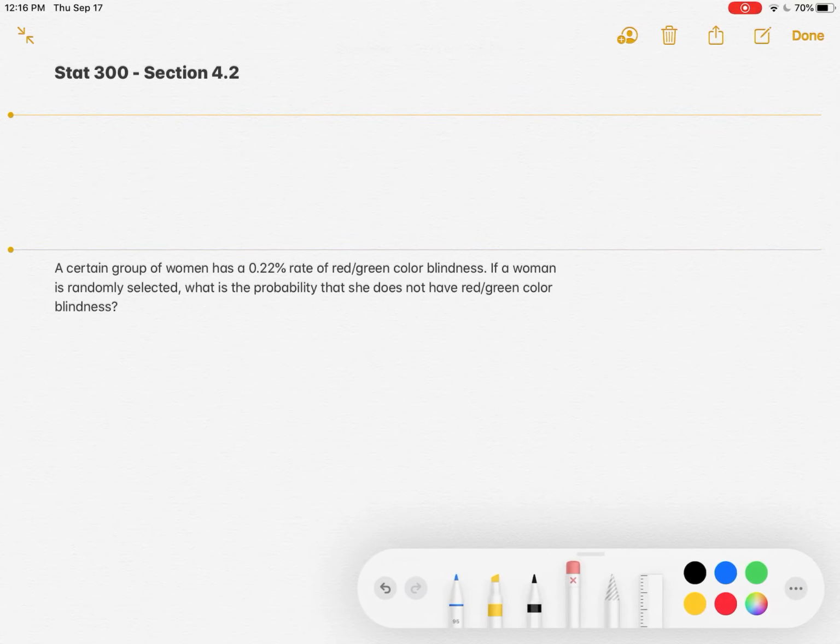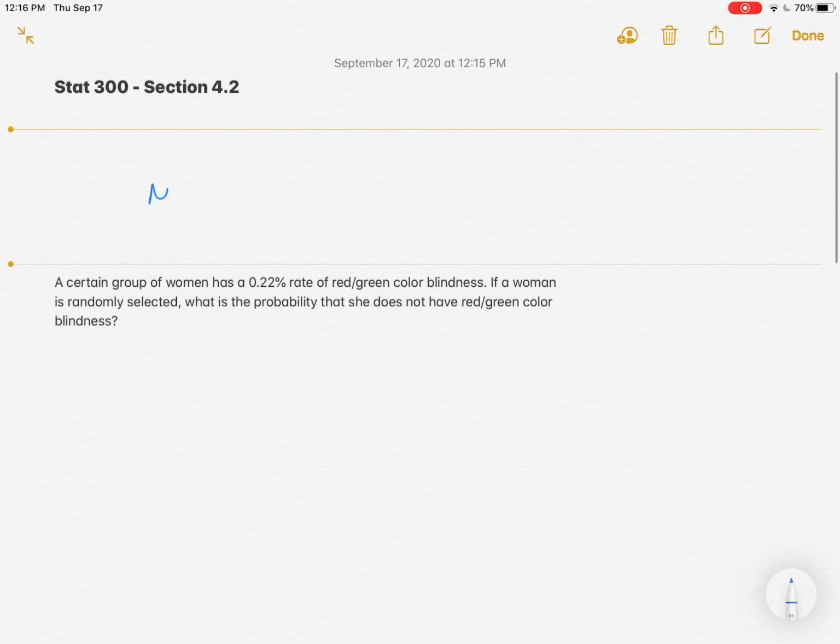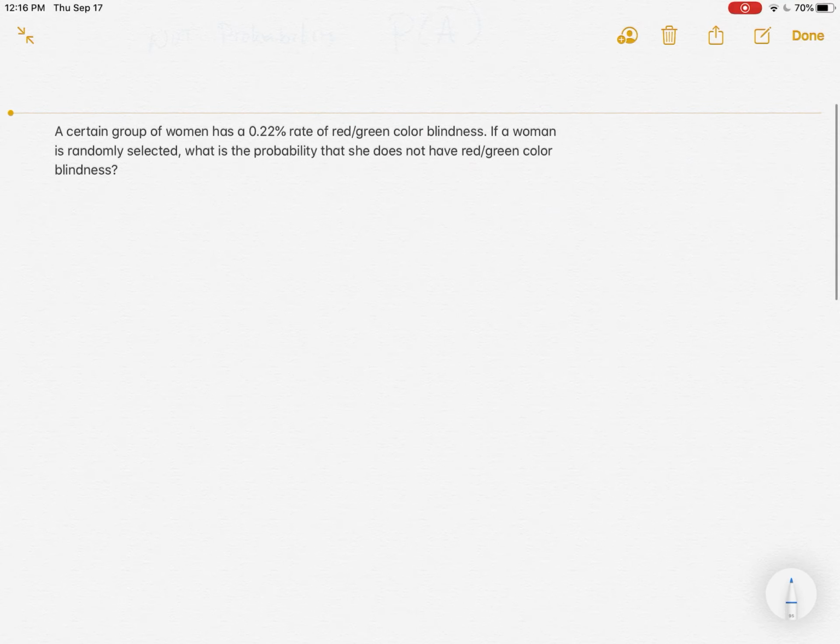They're going to look at "not" probability, which we brought up in the last video, the probability that an event does not happen. And so they're going to harp on that here.